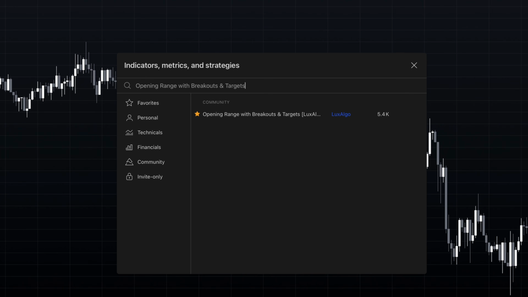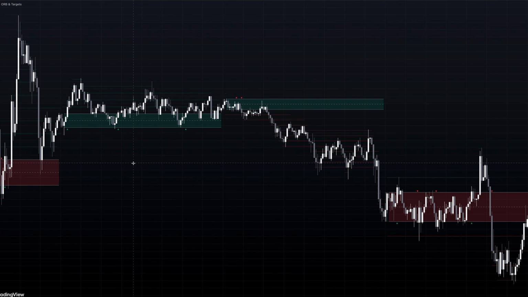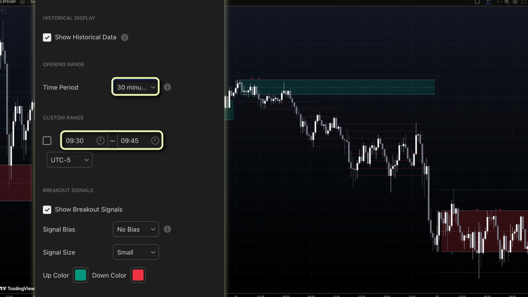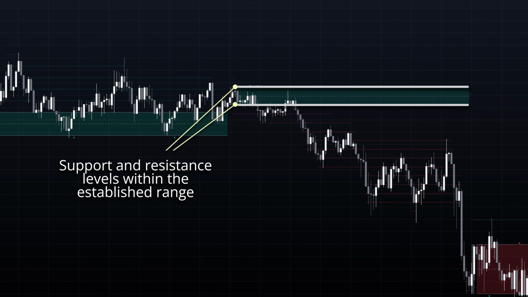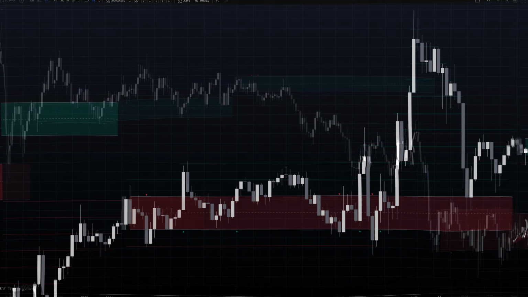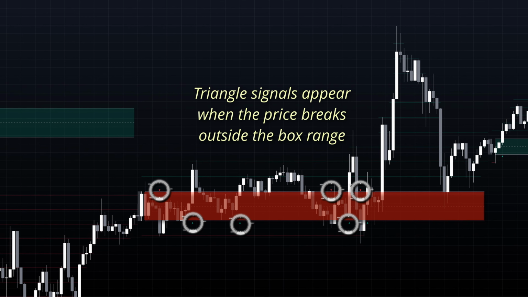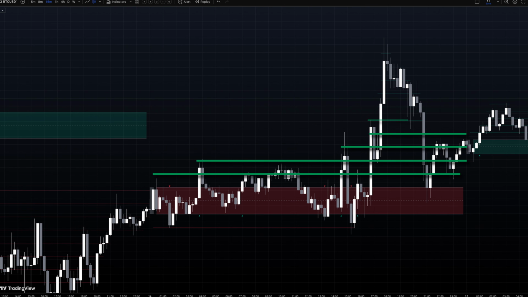The Opening Range with Breakouts and Targets by LuxAlgo. This indicator creates a dynamic trading framework based on the market's opening range. It identifies the high and low points during a configurable opening period, default 30 minutes, then uses this range to establish support and resistance levels and calculate potential price targets. The indicator displays the opening range as a highlighted box. When price breaks above or below these levels, the indicator can generate visual breakout signals. As price continues to move, the indicator automatically calculates and displays target levels at specified percentages of the original range.